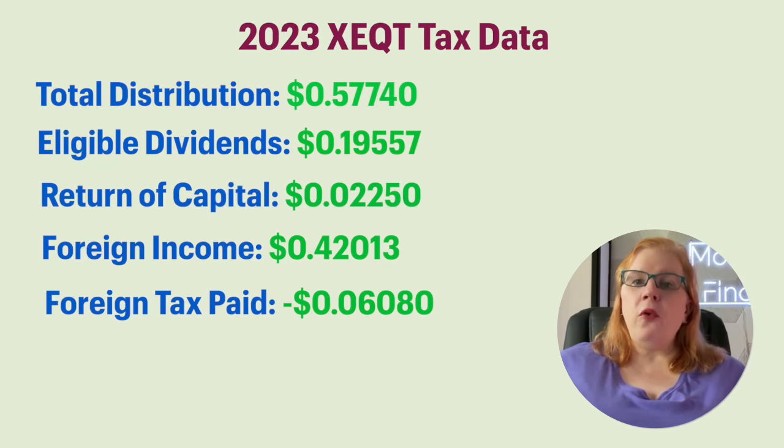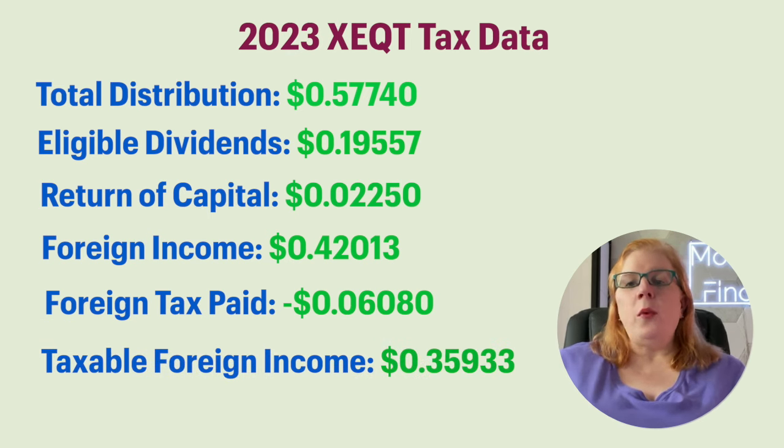As I said before, that foreign tax paid is withholding tax on foreign dividends. So when we calculate percentages, we will, in this case, add this to the foreign income, since they gave it to us as a negative, which brings it down to 35.933 cents.